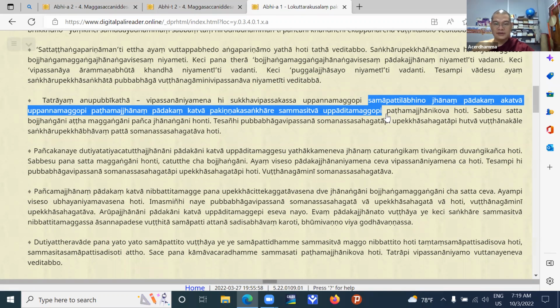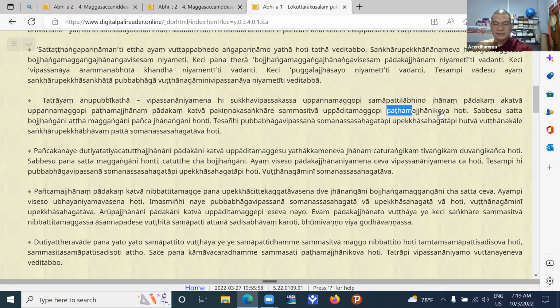Paṭṭhama jhani kowa hodi. So the magga is associated with the first jhana only, whether Puthujjana, Sotapanna, Sakadagami, Anagami, anyone. If they attain the magga, it will be with the first jhana.